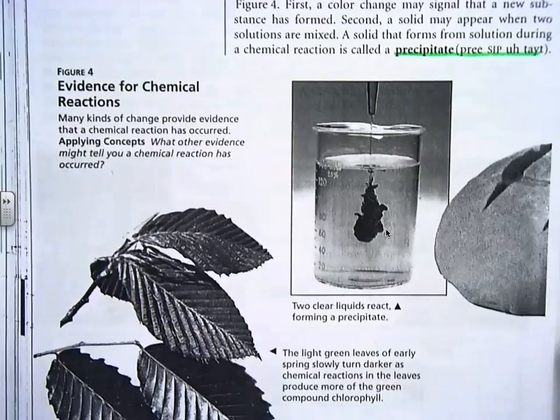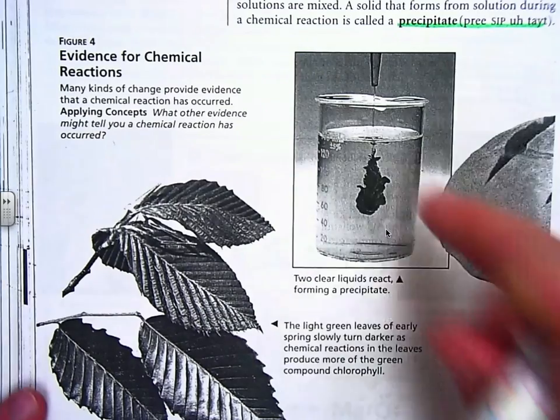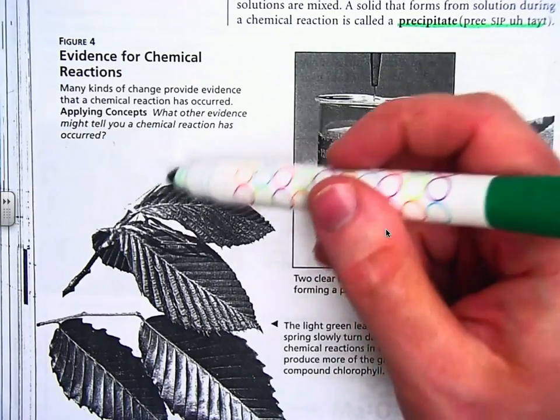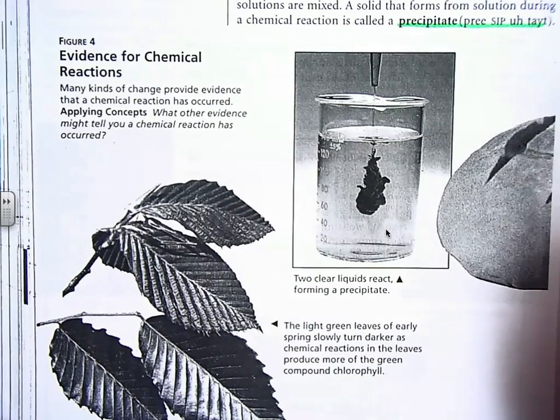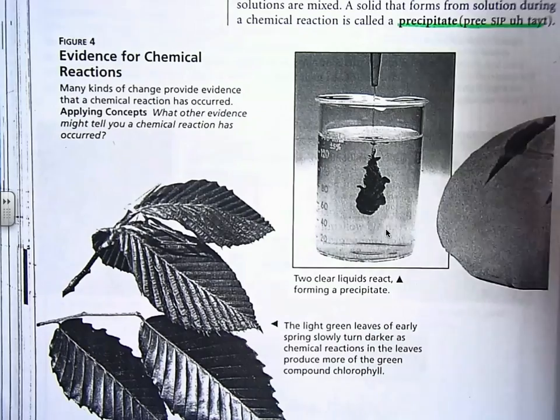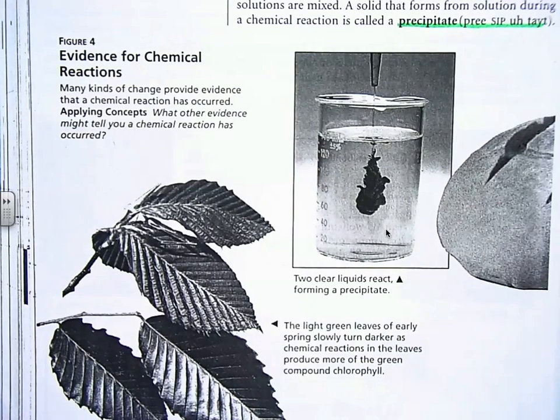So, here are a couple pictures of chemical reactions in action. Here, two clear liquids react, forming a precipitate. We have leaves that turn light energy into food, and they turn green slowly as the chemical reactions occur.